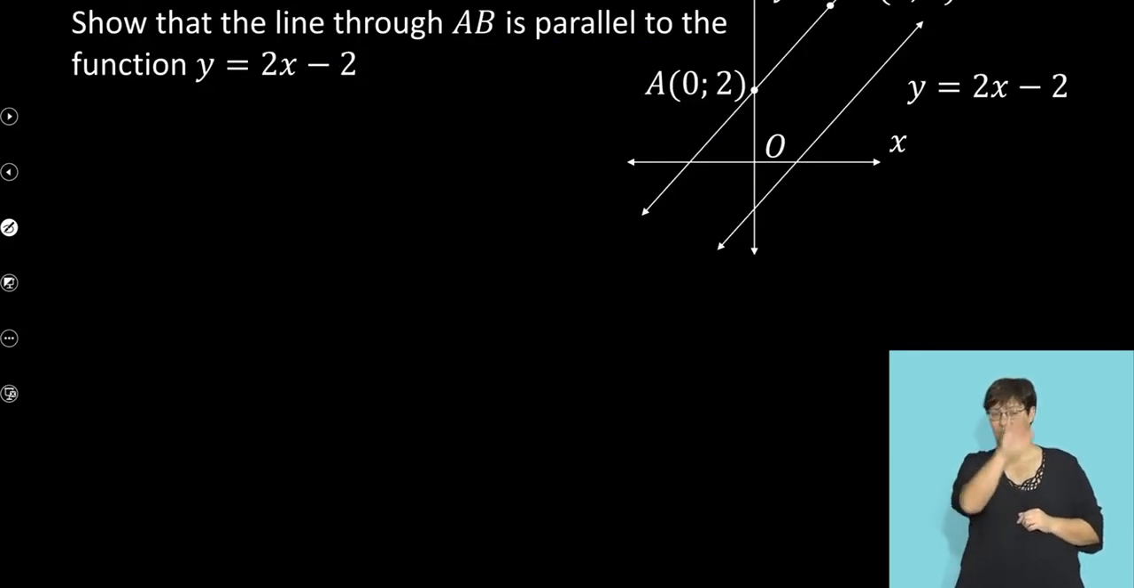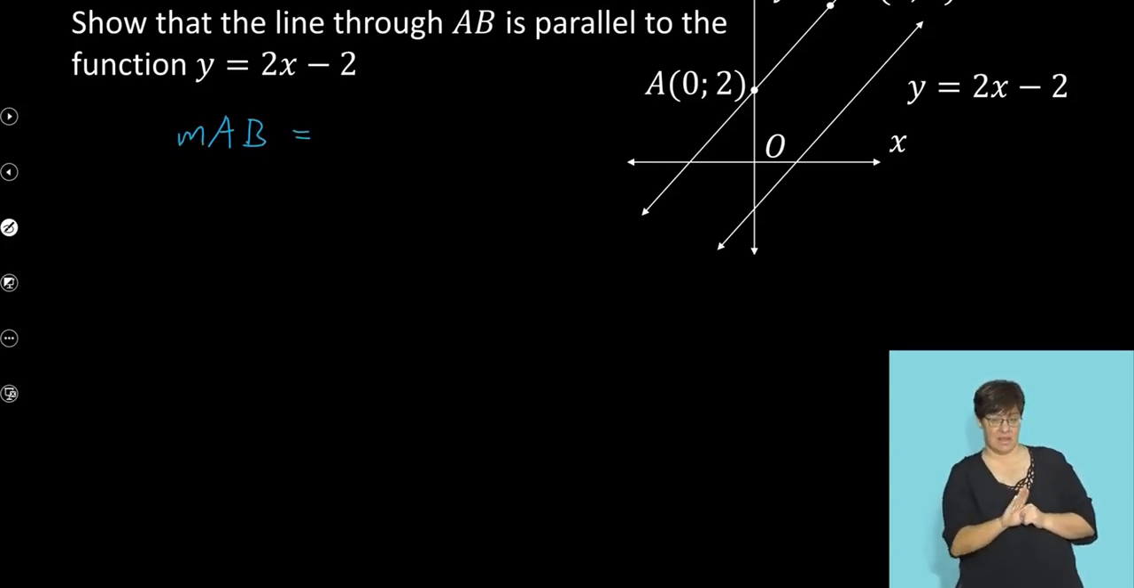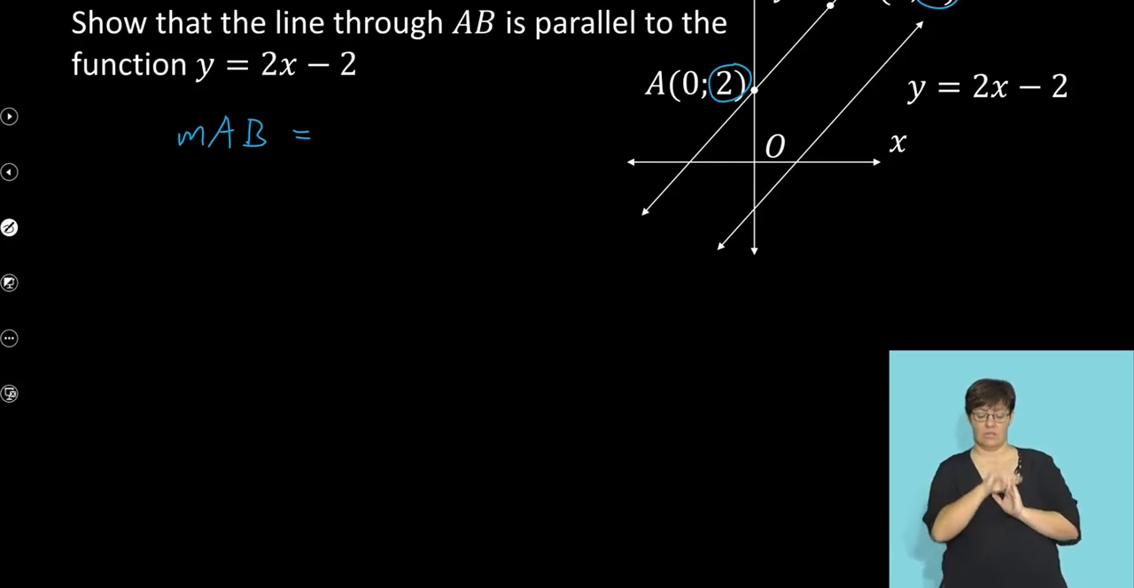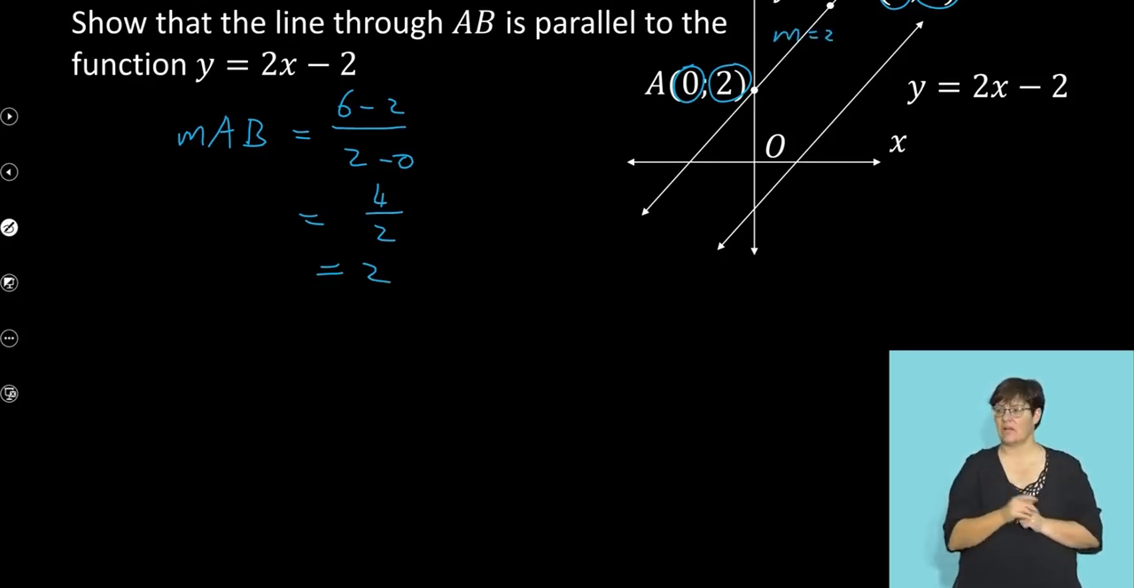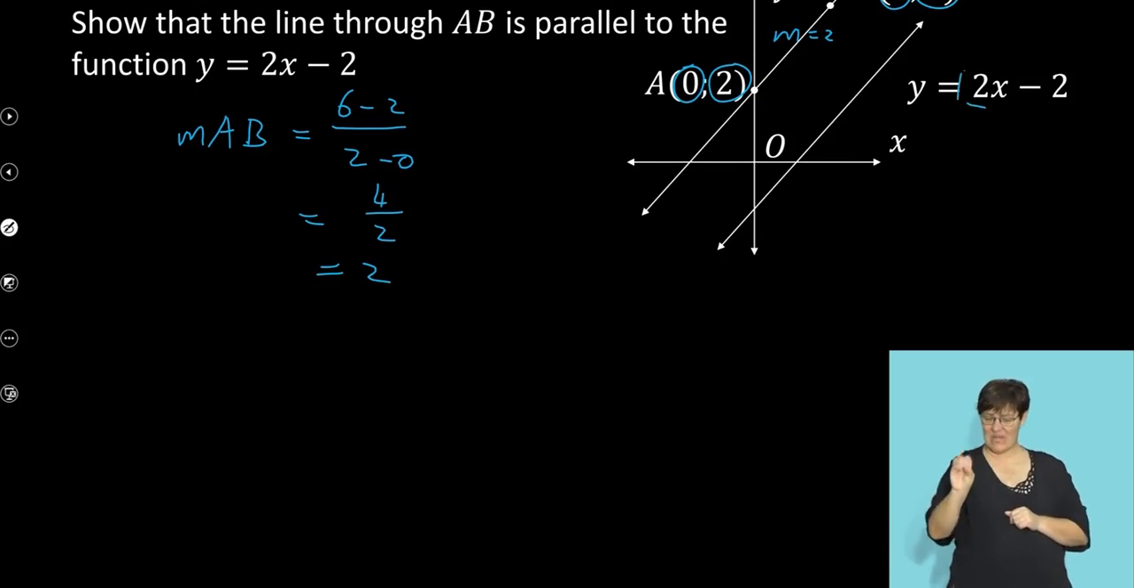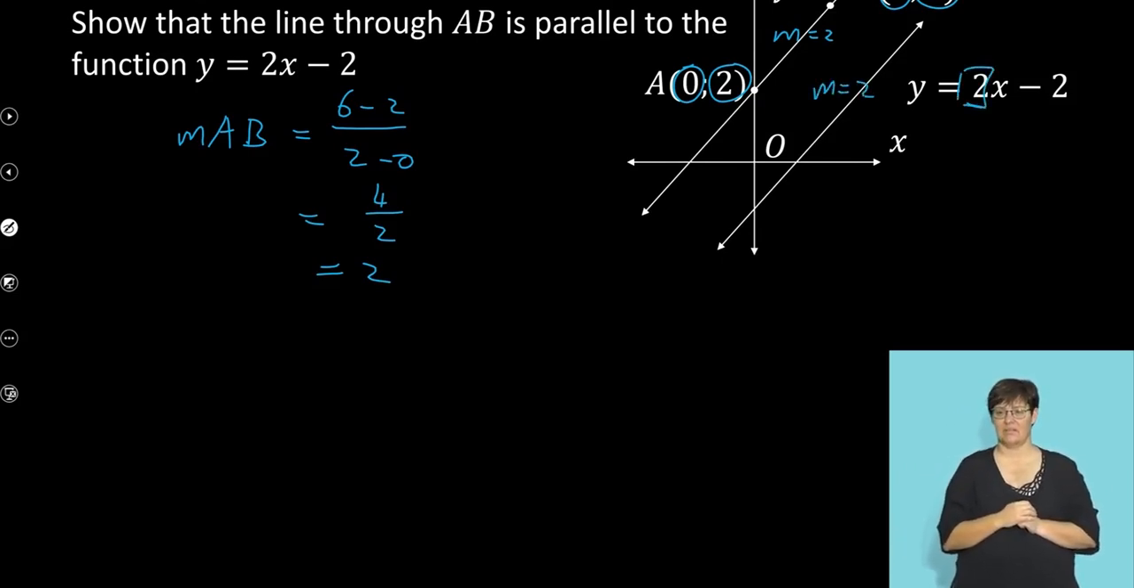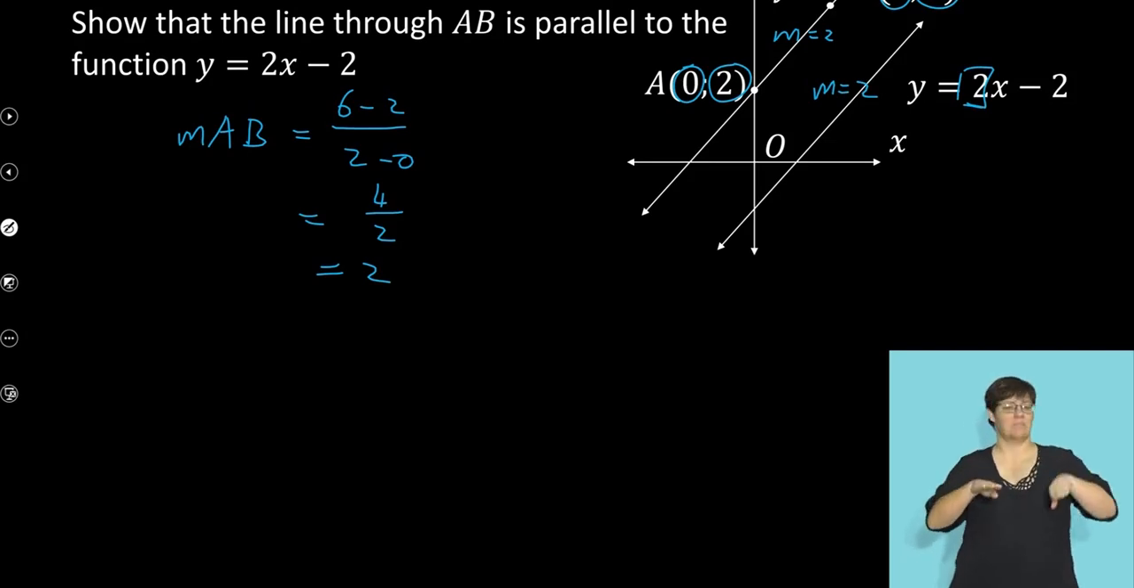And so let's work out the gradient of the line AB. If I do that, I'm going to go y value minus y value. So I'm going to go 6 minus 2. And here I'm going to go 2 minus 0, x value minus x value. And what do I end up with? I end up with 4 divided by 2, which I know is equal to 2. And so this gradient is equal to 2. What did we say about the first line? Well, the first line also has a gradient of 2. Their steepnesses are the same. They must be parallel. Awesome.